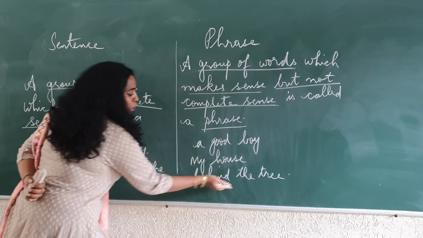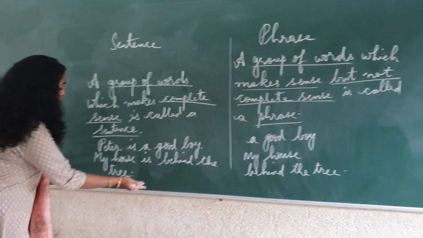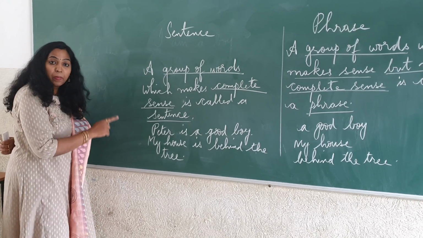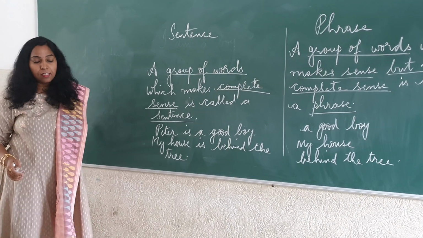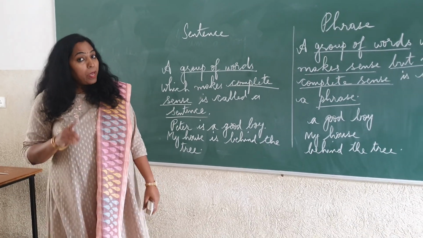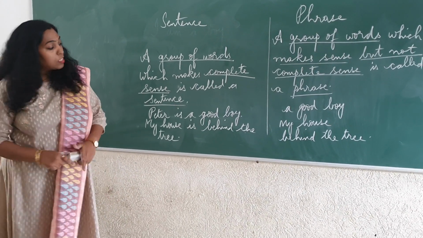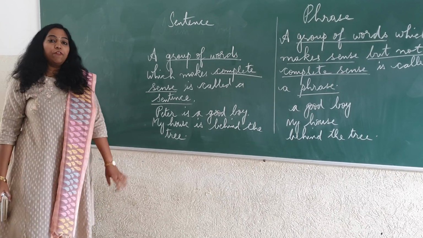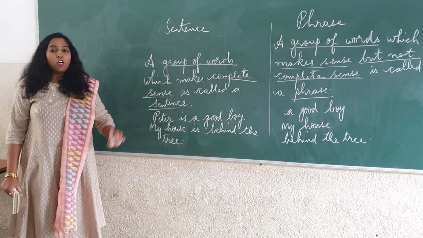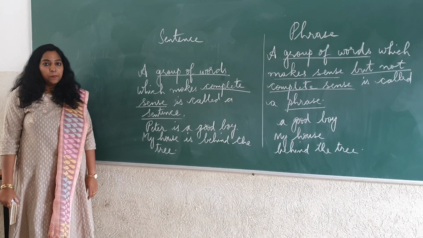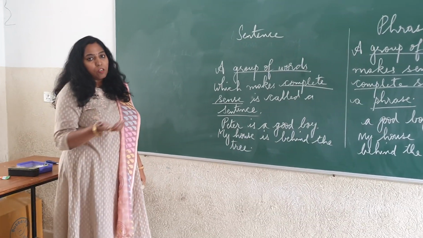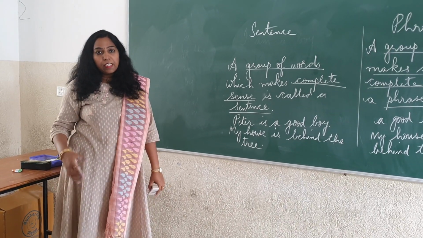Now we have a group of words here. We have a group of words here also. But this group of words makes complete sense, and so it is called a sentence. That group of words makes sense but not complete sense, and so it is called a phrase. So much is clear for you? So can you quickly jot it down? I think you can write out some examples of a sentence and a phrase a little later.